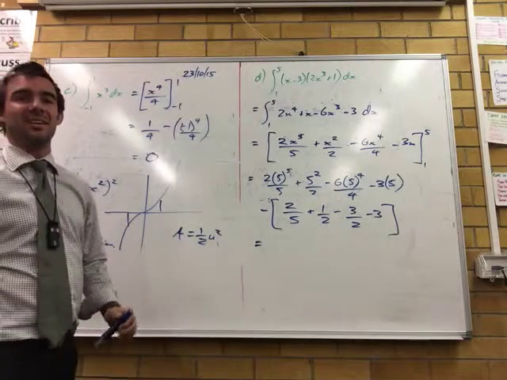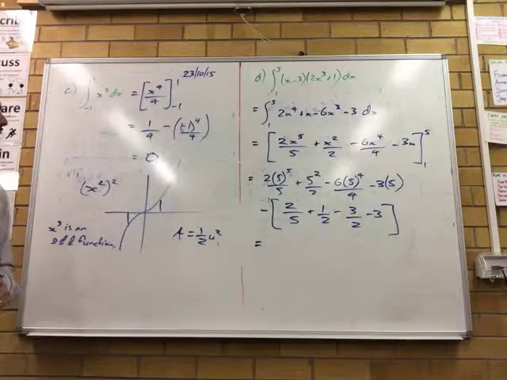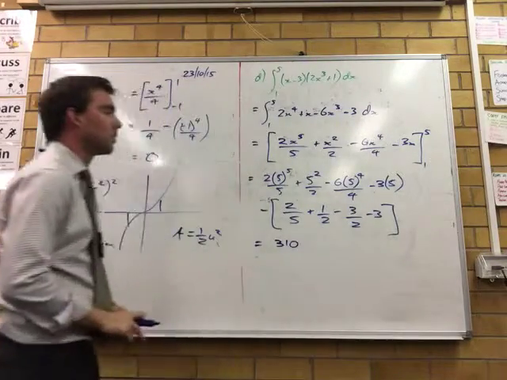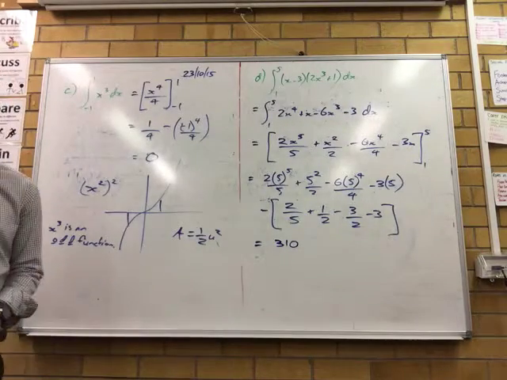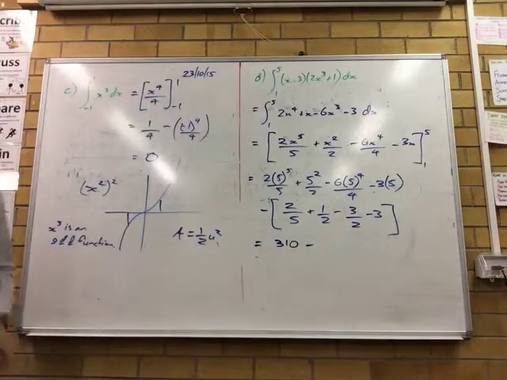I got the first one. It's 310. Sorry? 310, that's for the first bracket. I'll put it all in one calculation. 310, take away.